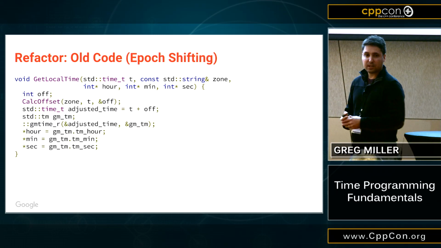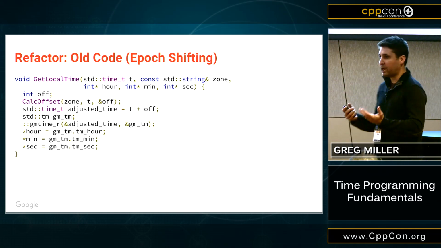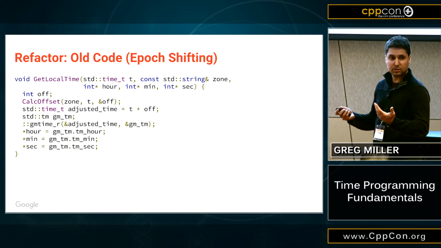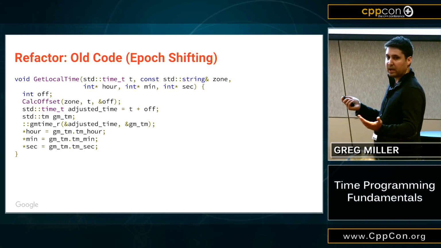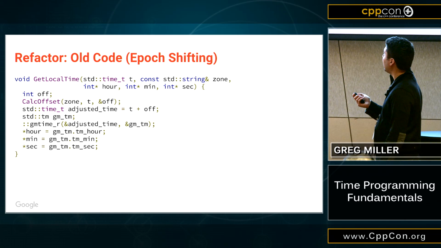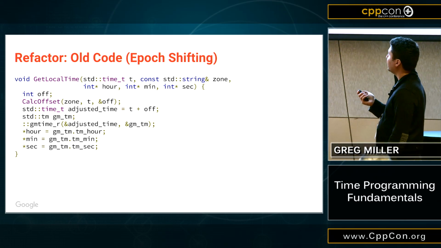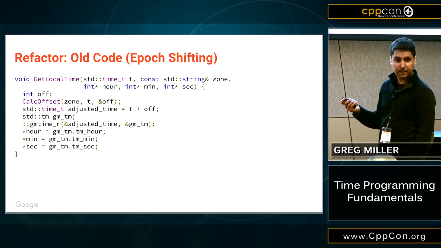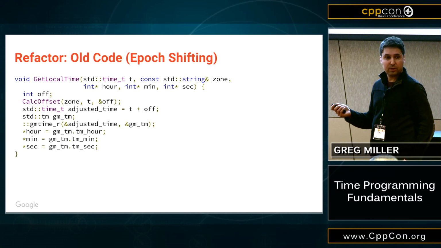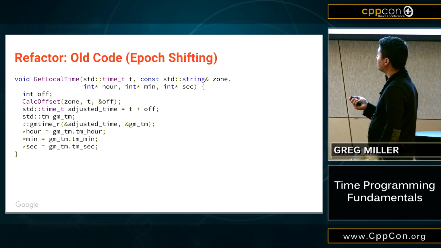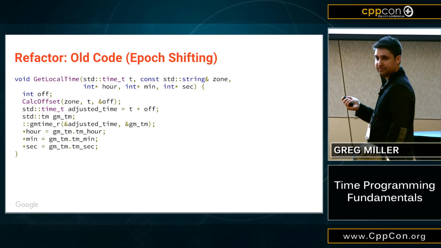Well, just with a couple seconds of looking here, it's going to jump out that, again, this is the epoch shifting solution. This is very common. In my example earlier, I called it get offset. Here they called it calc offset. But it's the same thing. Calculate offset in this zone at this time and give me the offset. Then I take that offset, I add it to the time, and I get what's called adjusted time. And then I break it down with gmtime, just like we saw in the earlier example. And then I just assign the hour, minute, and second fields.